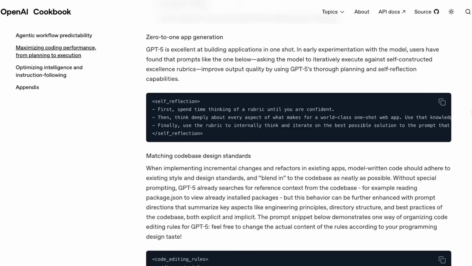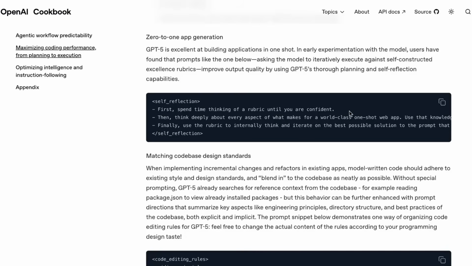They talk about this 0 to 1 app generation explicitly in their prompting guide, saying, "GPT-5 is excellent at building applications in one shot. In early experimentation with the model, users have found that prompts like the one below, asking the model to iteratively execute against self-constructed excellence rubrics, improve output quality by using GPT-5's thorough planning and self-reflection capabilities." So basically, the prompt is calling on the model to actually iterate. So the prompt example they give is this.